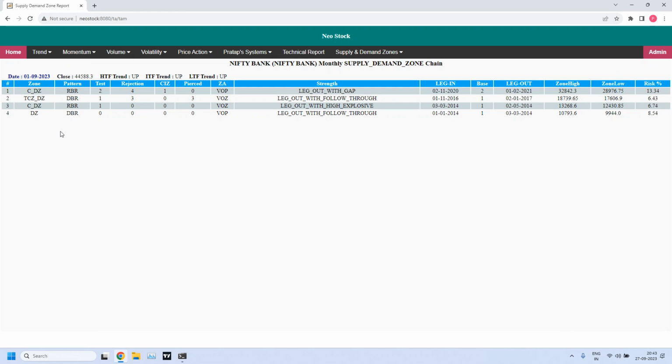This is the monthly zones for Bank Nifty. Bank Nifty closing price, that is the last traded price. HTF trend is up, ITF trend is up, and LTF trend is up.